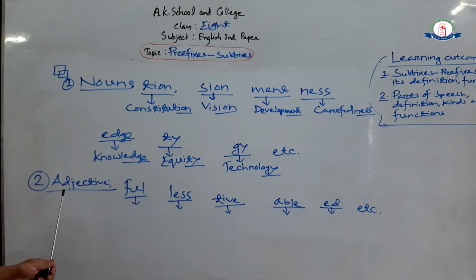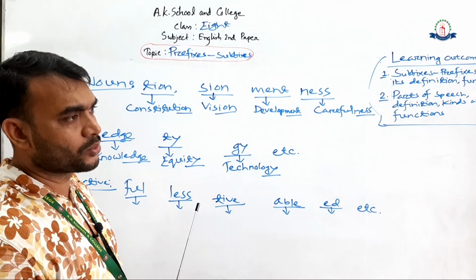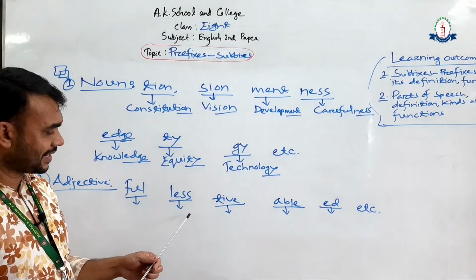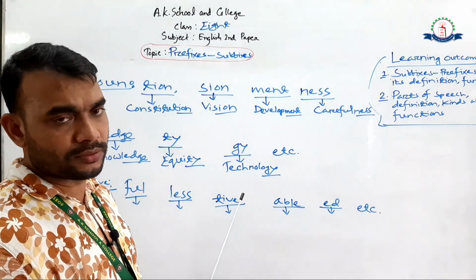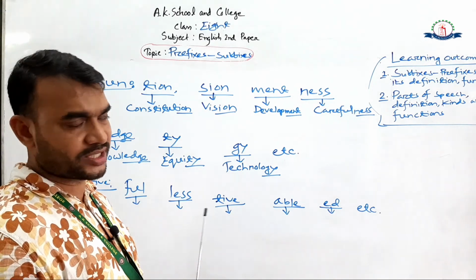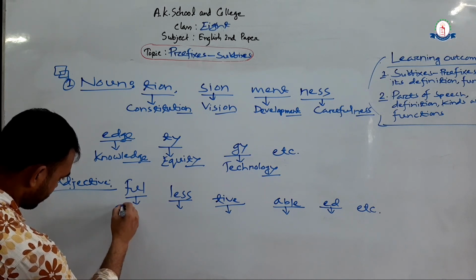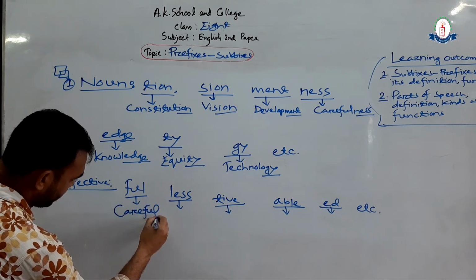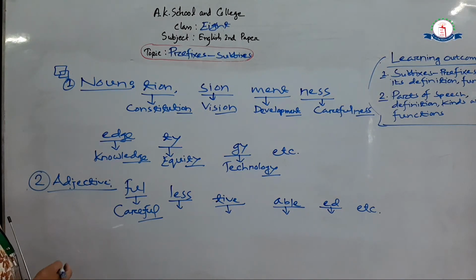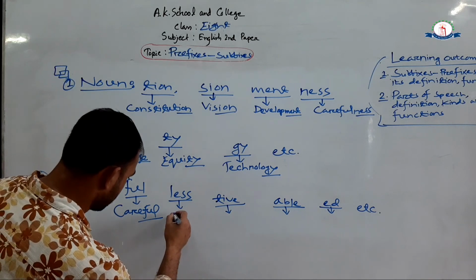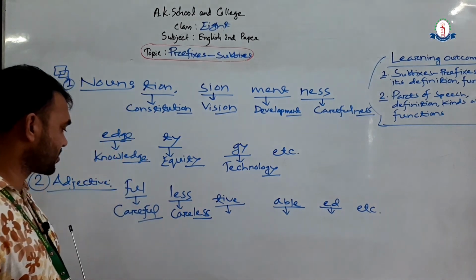In the second part, here is adjective. It is also different from the definition of adjective. Whenever you get full, less, tive, able, ed, etc. at the end of any word, then it will become an adjective. So I will make it an adjective with an example. So here is full. I have written careful. So careful is the word, and this FULL makes it a suffix. I make it an adjective. Here less. So I will write careless. So careless is the word, and less makes it an adjective.